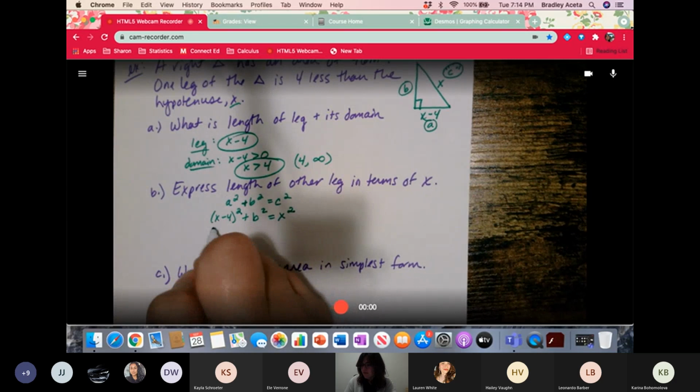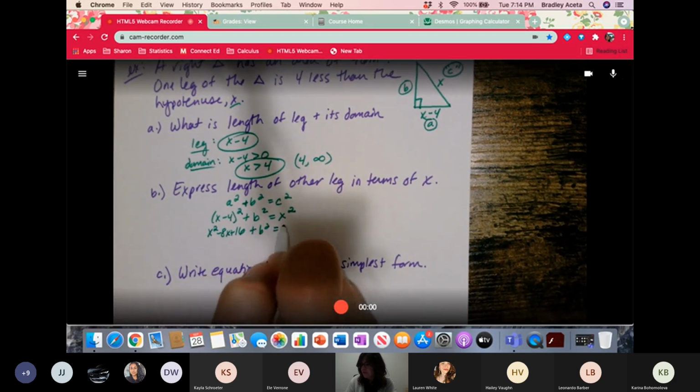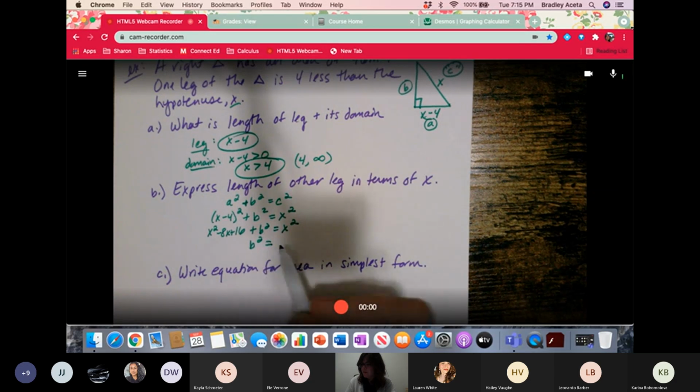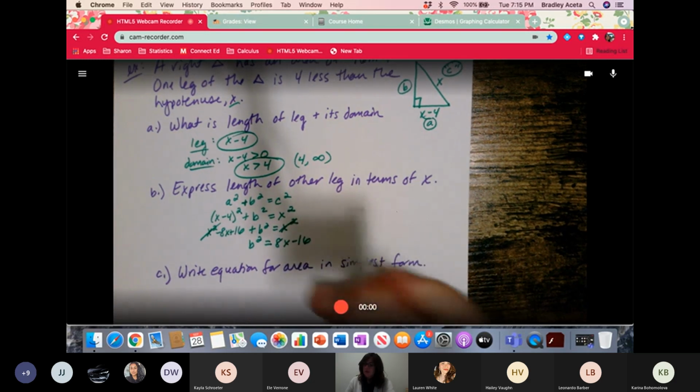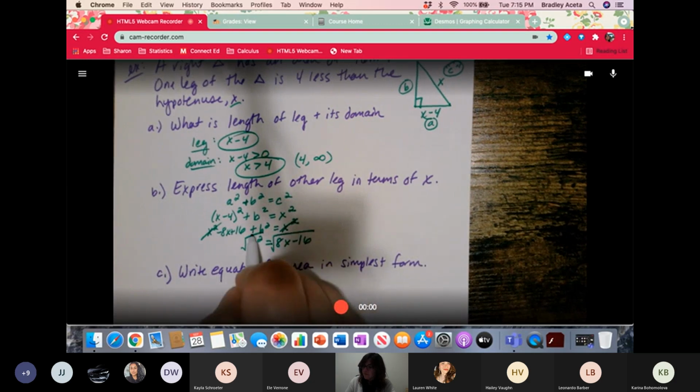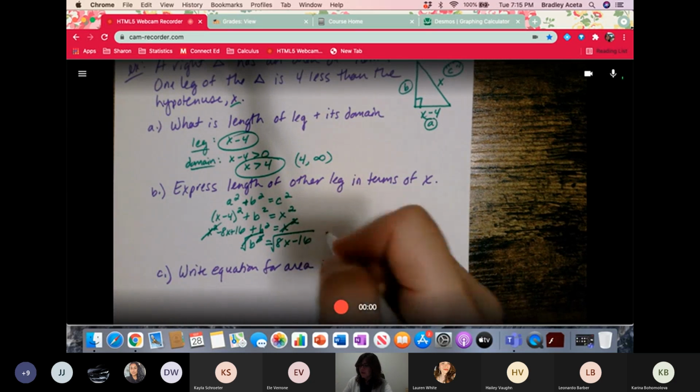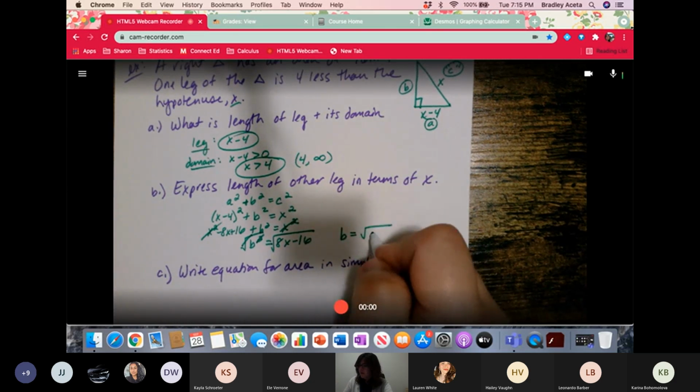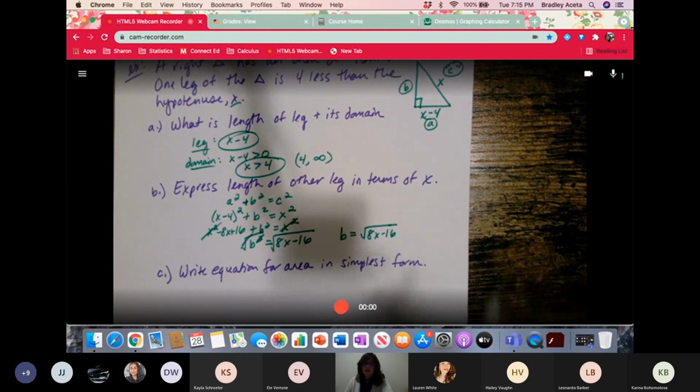And yes, you have to expand this out a little bit. So this would be x squared minus 8x plus 16 plus b squared equals x squared. Bring everything over to this side. So b squared equals, what would happen to your x squareds? They go away. And you'd have 8x minus 16. And then take a square root. Now don't put plus or minus in front because we're talking about the side of a leg. So b is equal to the square root of 8x minus 16. And we're going to leave it just like that.